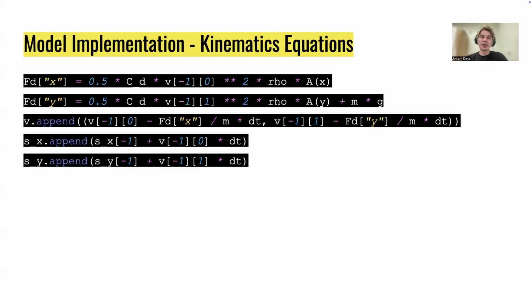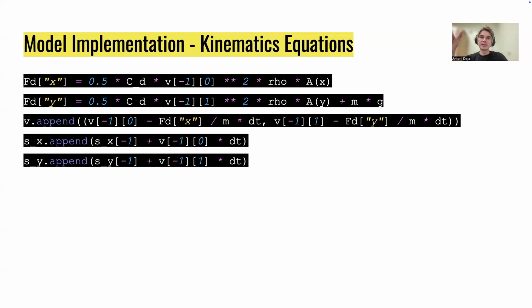So Fdx and Fdy are the net forces in the x and y directions respectively. These are very similar, but Fdy has that additional factor of mg because of the gravitational force. Using Newton's second law, we calculate the deceleration over that small period dt, which in our case was 10 to the negative 4th second. And then we calculate the new velocity based on the last velocity and the deceleration over that period of dt for both the x and y directions.